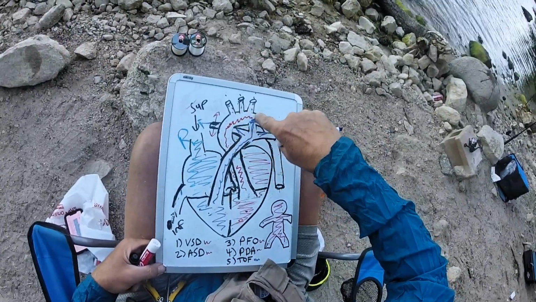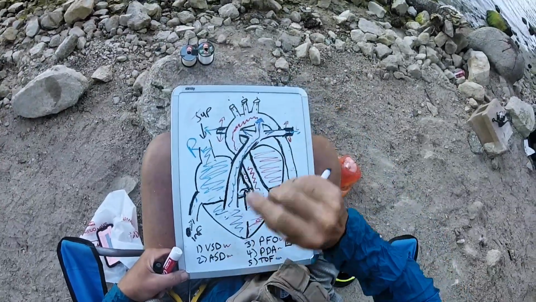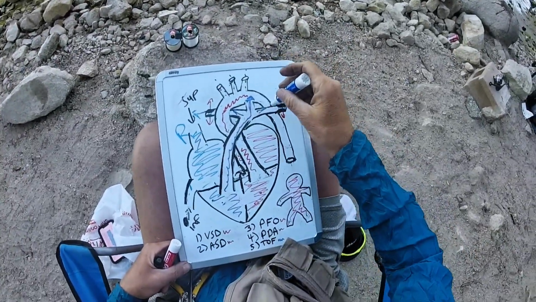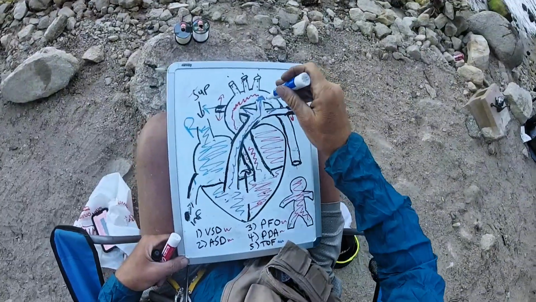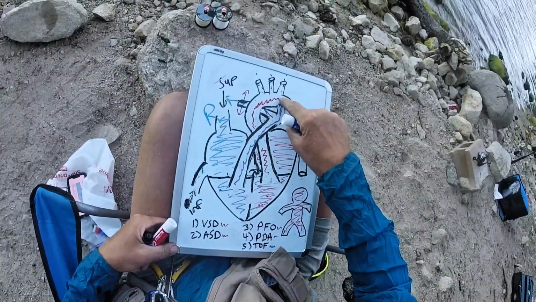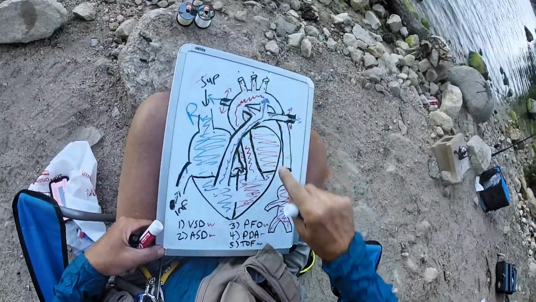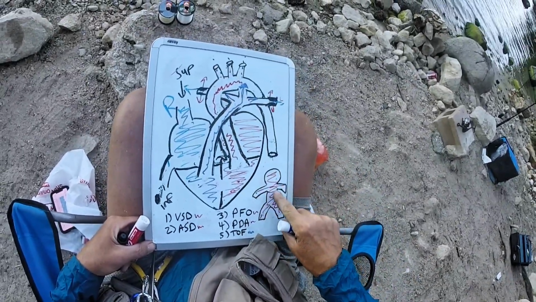Coming off the arch of the aorta, they go up to the head and upper extremities. Yes, okay. Where does this go? This goes down to everything else. So this blood up to this point is going to be fully oxygenated blood. So the top half of this person is going to remain pink.